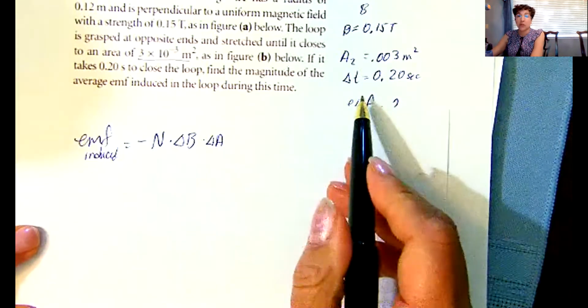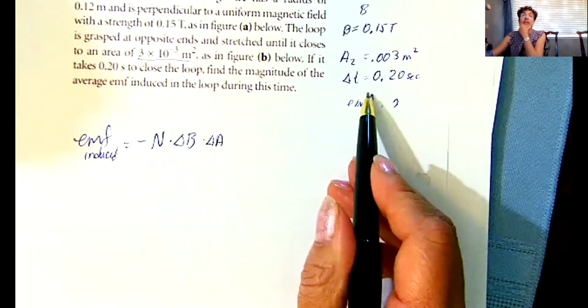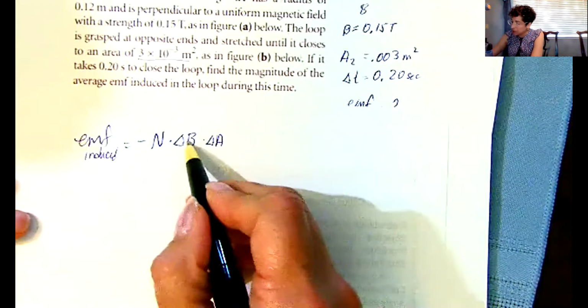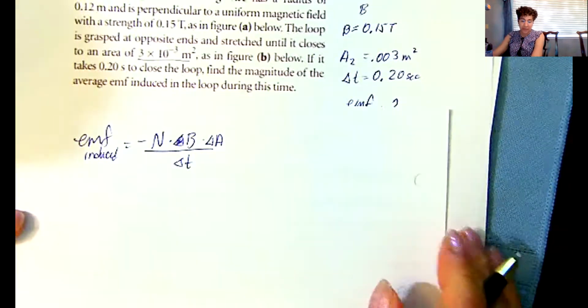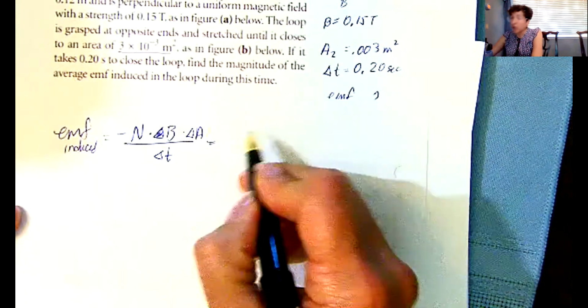Okay, so in this case here, the area changes. So I really just need one of the changes. This one's not going to change. So it's just B times the change of area, all divided by delta T. Okay, so what do we have here? Well, we've got only one.